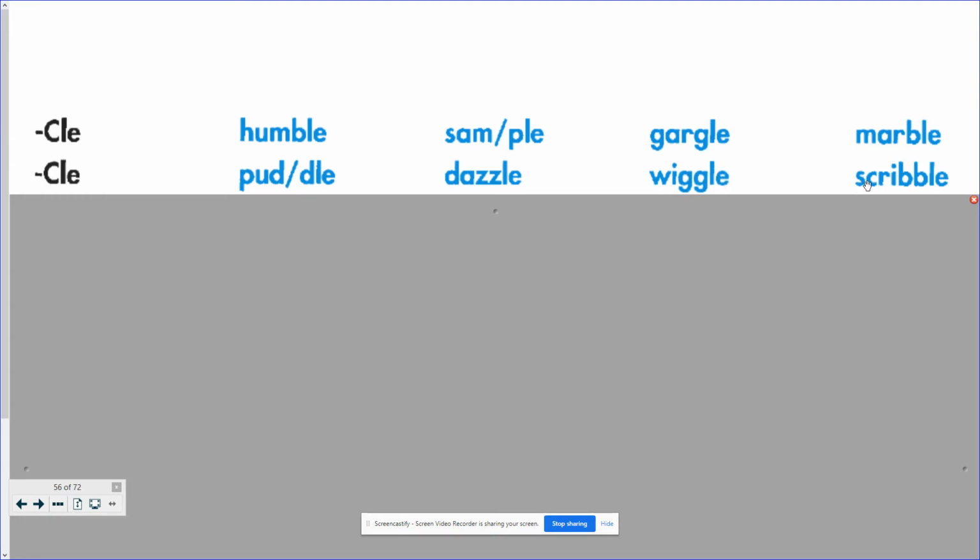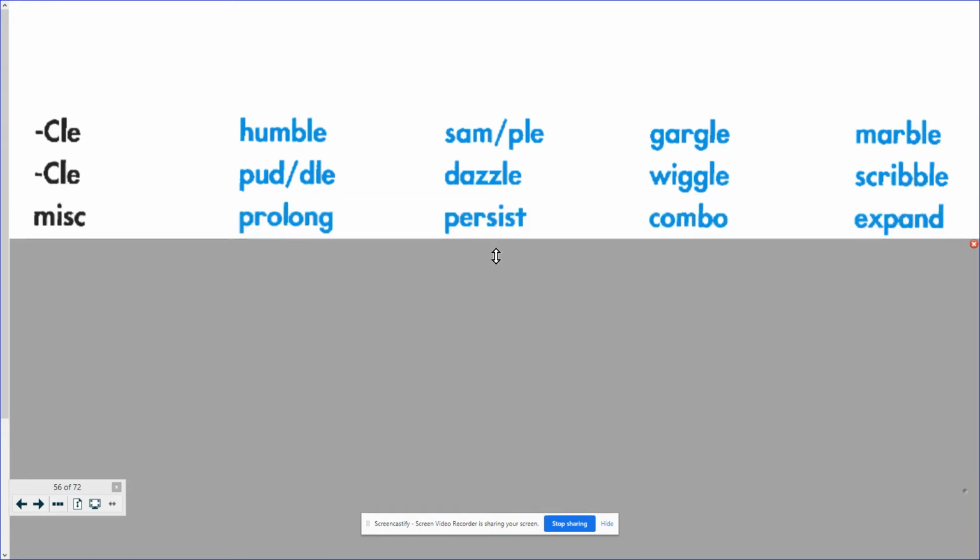Scribble. Prolong. Persist. Combo. Expand.